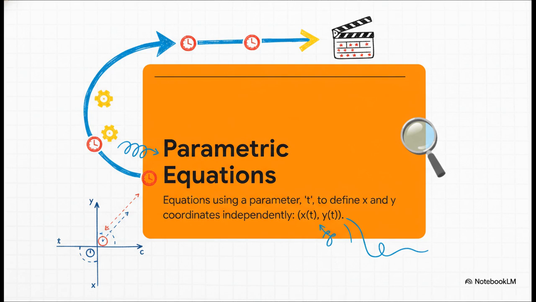So instead of y just being a function of x, now both x and y are functions of this third variable, a parameter we almost always call t. Just think of t as time. It's like a director for the graph, telling the x and y coordinates exactly where they need to be at any given moment, tracing out this beautiful curve as it goes.